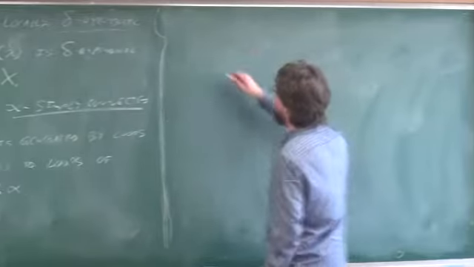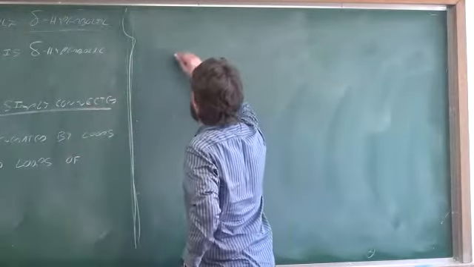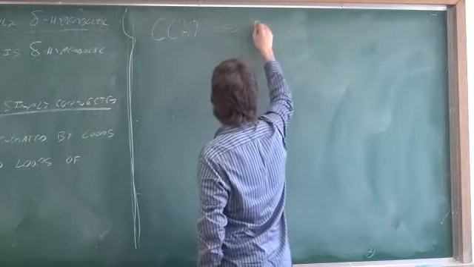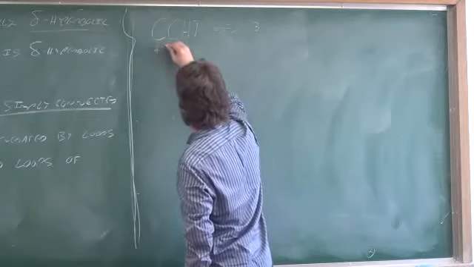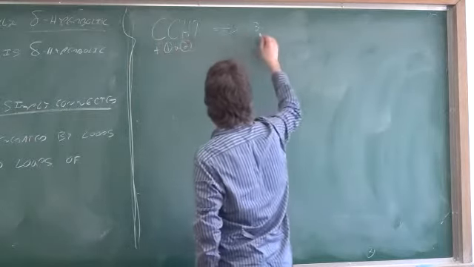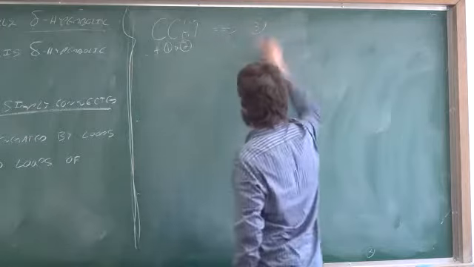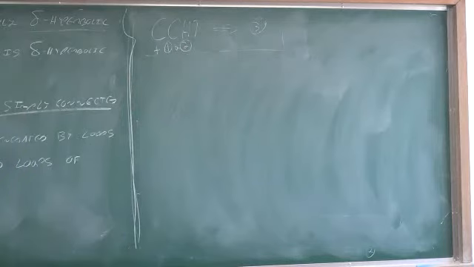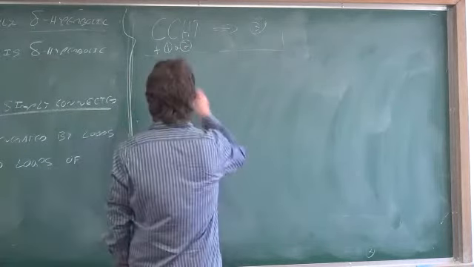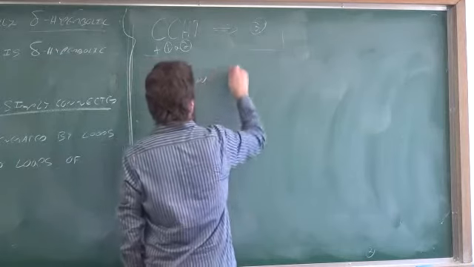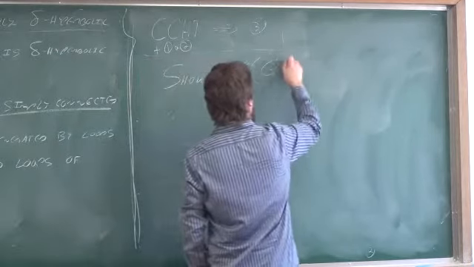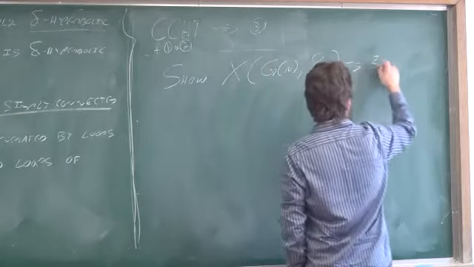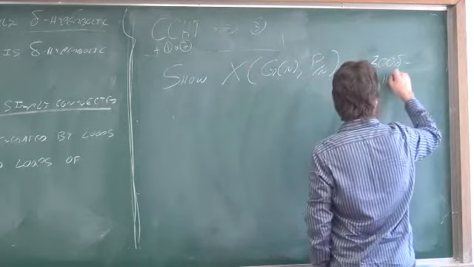So CCHT, plus 1 and 2, implying number 3. So how is that going to work? Well, I need to show that the cusp space for G(n, P mod n) is delta hyperbolic for some delta. So I want to show X of G(n, P mod n) is 300 delta hyperbolic.